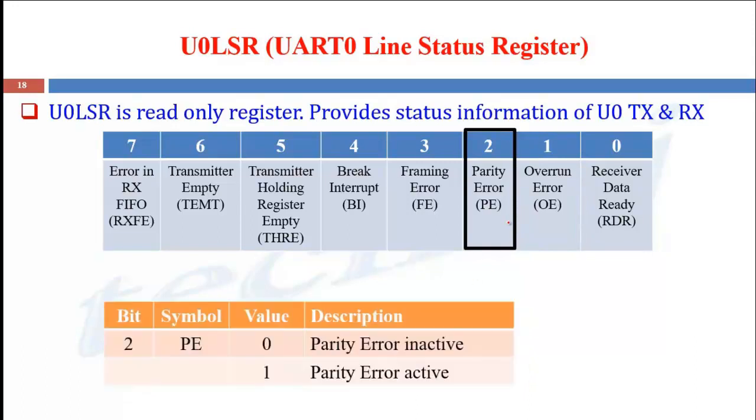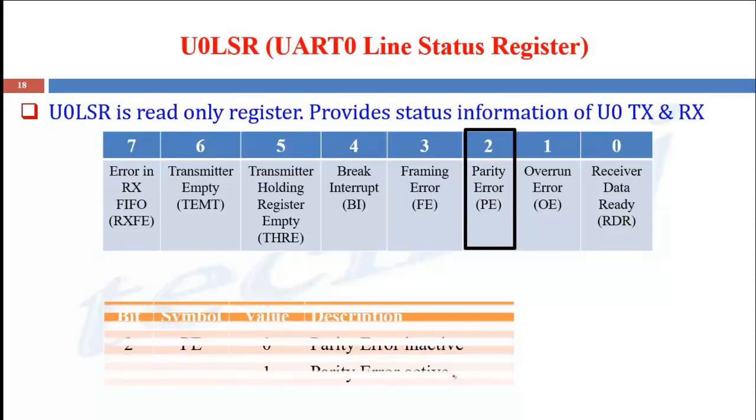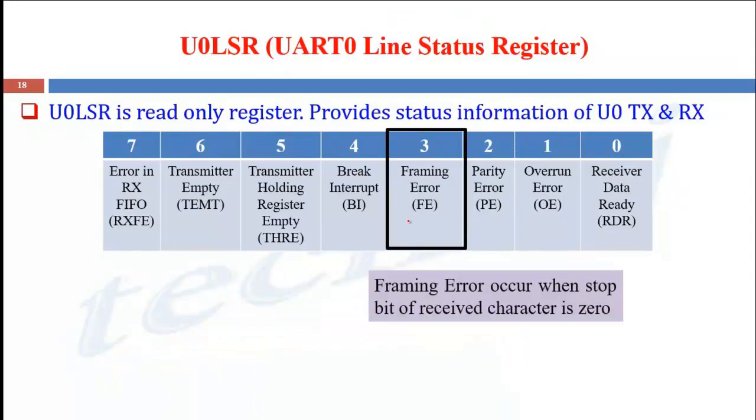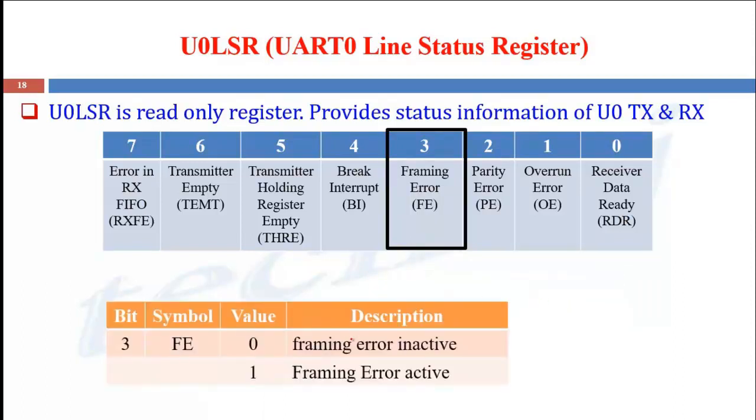Next bit is a parity error. If this bit is 0, parity error is inactive, and if it is 1, parity error is active. Similarly, the next bit is a framing error. Framing error occurs when the stop bit of a received character is 0. So when this bit is 0, framing error is inactive, and when it is 1, framing error is active.